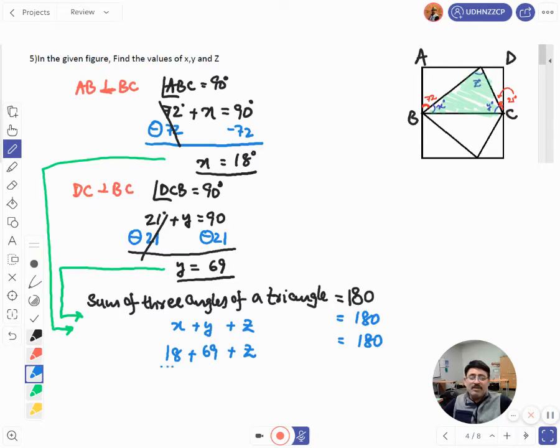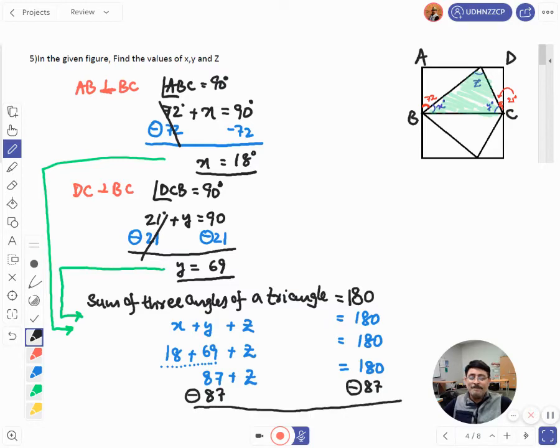Let's sum up 18 and 69. Is it 87? I guess yes. Yes, 87 plus z equals 180. Now you can isolate z by subtracting 87 on both sides. So the value of z equals, is it 93? 93 degrees.